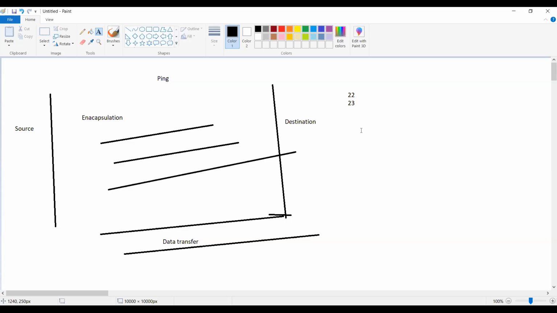And the question might arise, where can I see that exactly? In the Wireshark capture. Am I clear? Yeah.